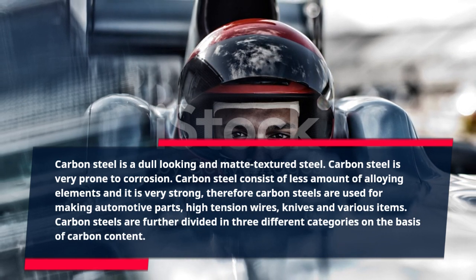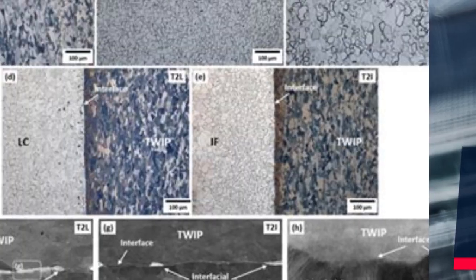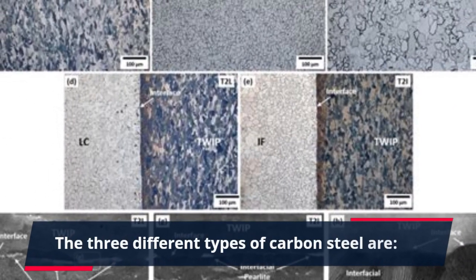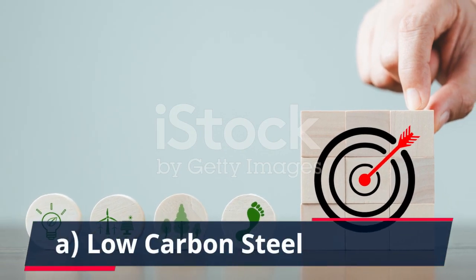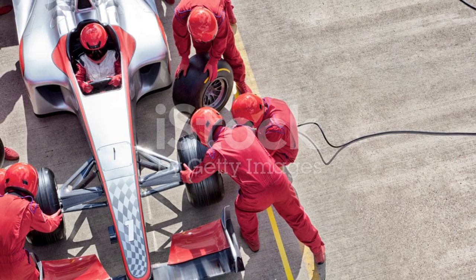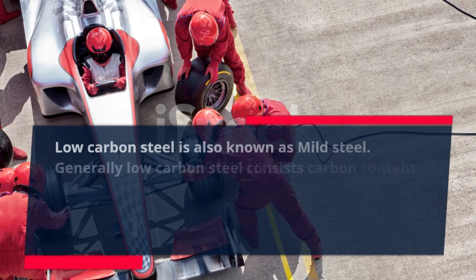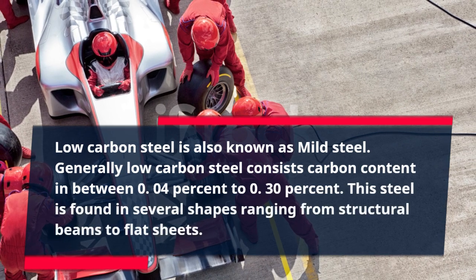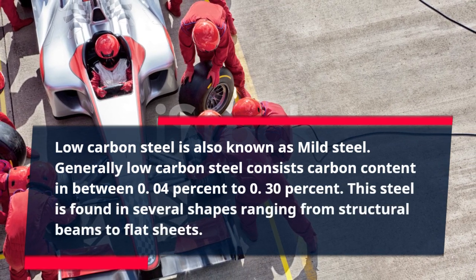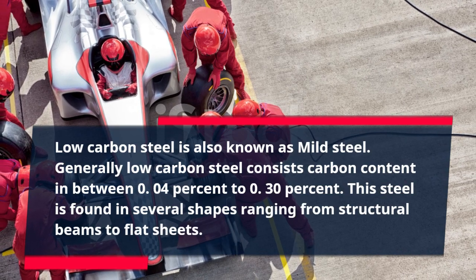Carbon steels are further divided in 3 different categories on the basis of carbon content. The 3 different types of carbon steel are: A. Low carbon steel. Low carbon steel is also known as mild steel. Generally, low carbon steel consists carbon content in between 0.04% to 0.30%. This steel is found in several shapes ranging from structural beams to flat sheets.